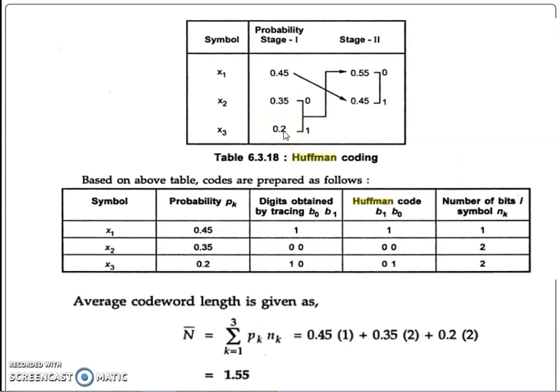The algorithm says that first you have to add the lowest probabilities, this 0.2 and 0.35. The addition of these two is nothing but 0.55, which you are supposed to write on the top. And then this 0.45 will come down. So you will have 2 probabilities in stage 2. Now again, when you add these, it comes to 1. So that is the end of the algorithm.